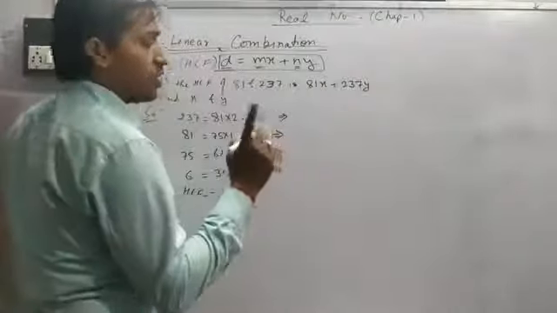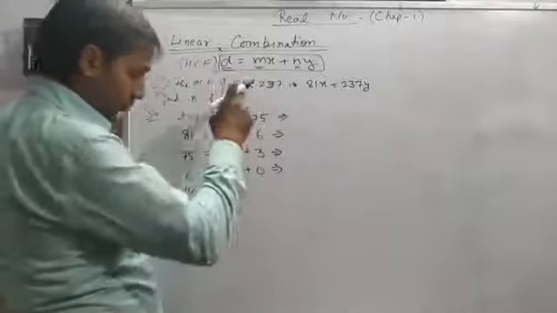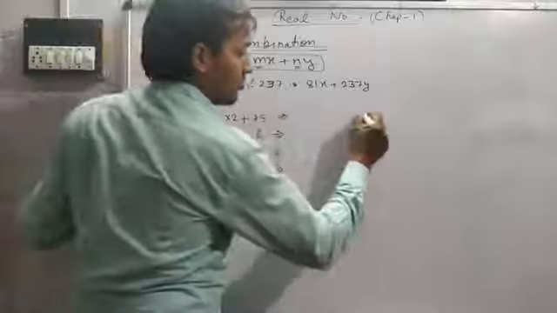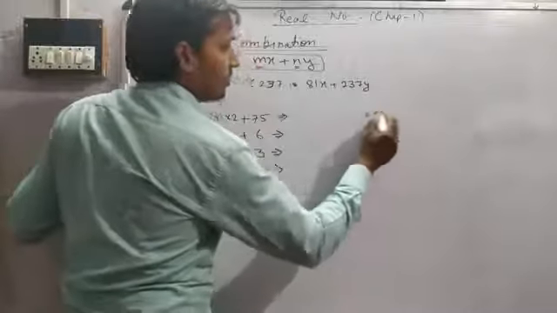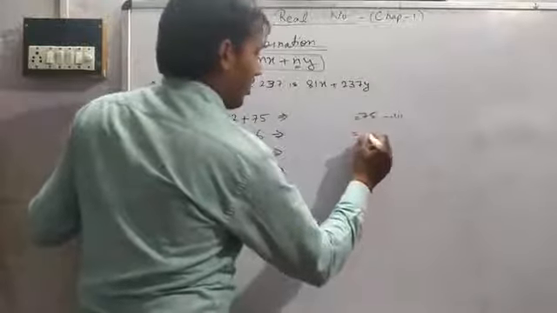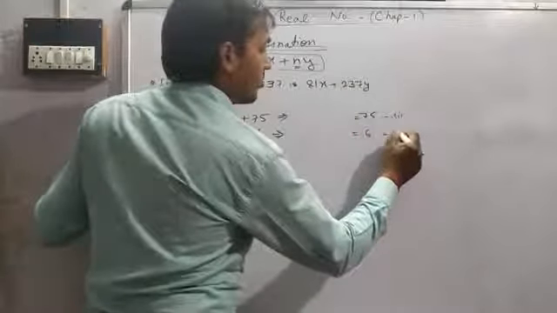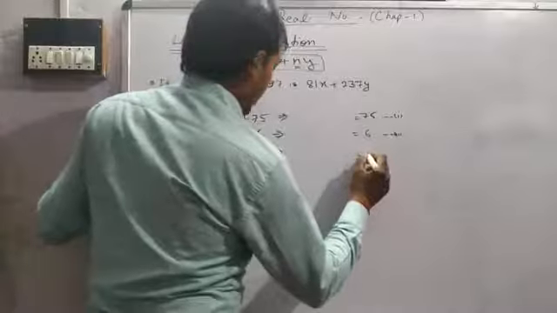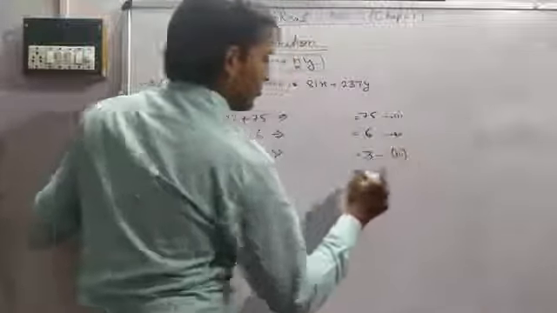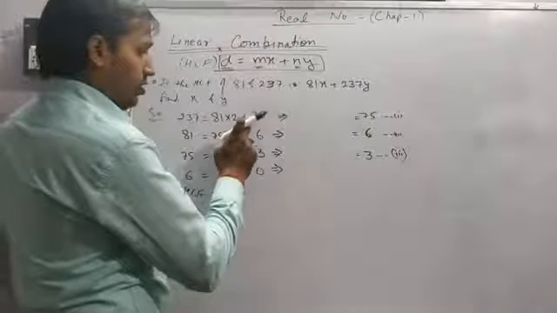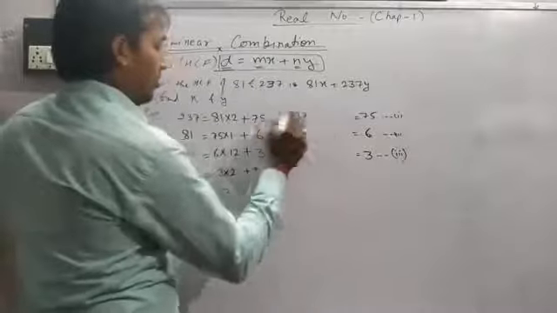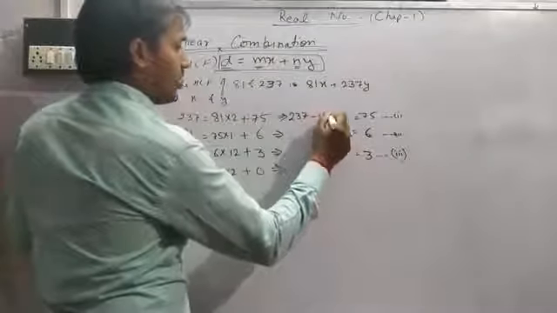Again, first we find the value of the remainder from all the equations. From the first equation, the value of 75. From the second equation, the value of 6. From the third equation, the value of 3. First equation, 75 value: 75 equals 237 minus 81 into 2.